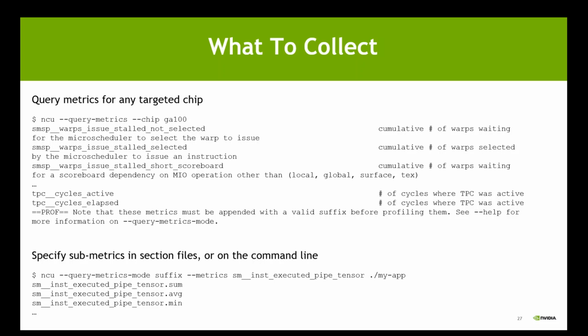And then you will get a list of base metric names that you often, or most of the time, have to suffix with their submetric suffix. And the suffixes differ a little bit between the types of metrics. That's why there's an additional query metrics mode suffix that you could give the base name, and it will tell you which suffixes are valid for this particular base metric name.